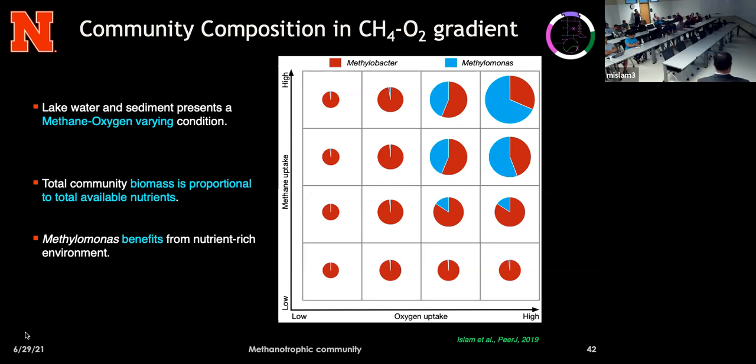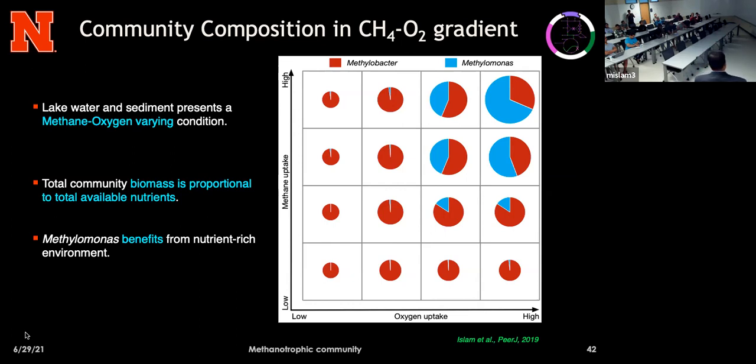But what is interesting is that when it's a nutrient-scarce scenario, we see Methylobacter is not a dominant community member. But when it's a nutrient-rich scenario, Methylomonas becomes the dominant community member. So that gives us some idea about the metabolic efficiency, or the feed utilization efficiency, between the two organisms.